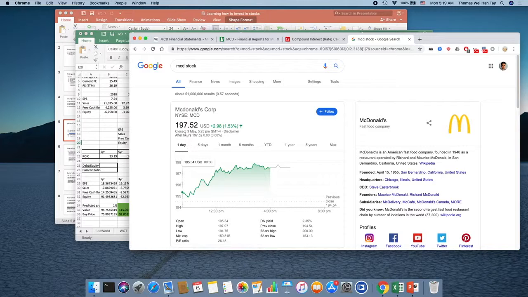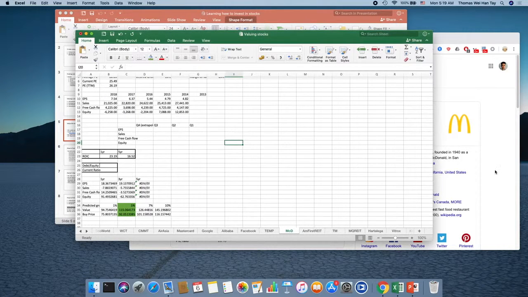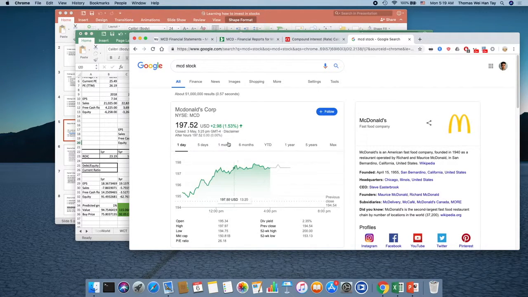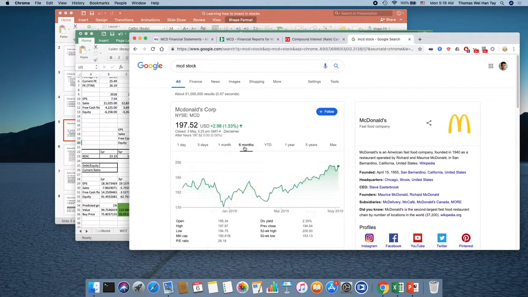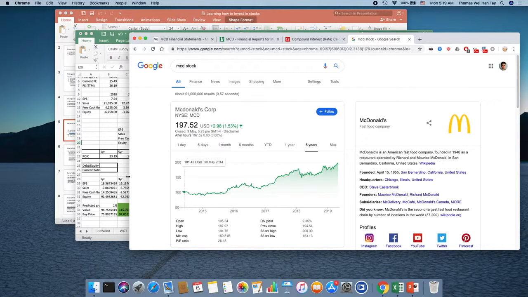So now it's $197.52 per share, which is really high compared to what we value it as. So I will probably not be putting my money into McDonald's. Wow, the share price has been going up. Yeah, it's not going down anytime. Right, I think that's all.